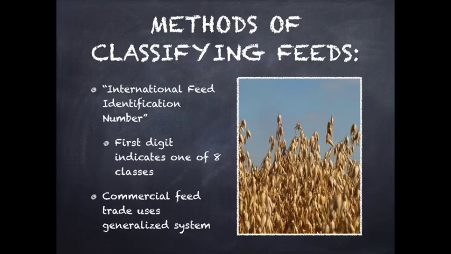There are a couple different methods of classifying feeds. We're going to talk about two of them. The first is the International Feed Identification Number, or IFN number, and the first digit of an IFN number indicates one of 8 feed classes. However, that system is not as useful in the commercial feeding industry, and they use a bit more generalized system. So we will be discussing both systems to give you an idea of what you may come across out in the industry.